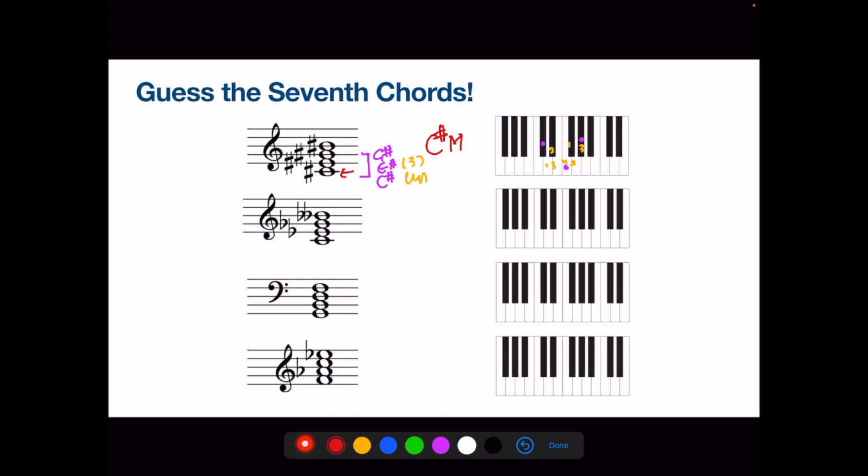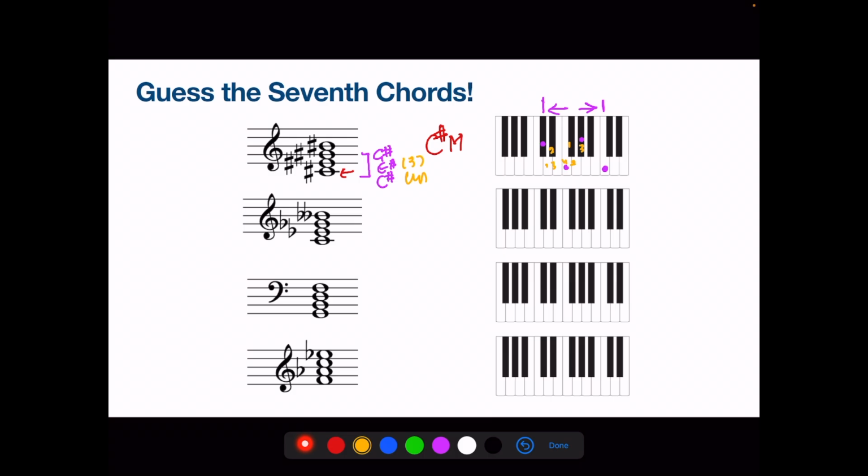Now let's look at the C sharp and the top note. We have a B sharp, which is here. So what's the distance between the C sharp and the B sharp? Well, you could do what I used to do, which was to count up the half steps.